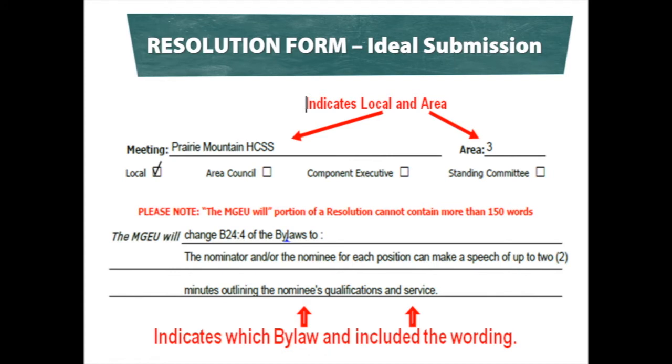On the next slide is what we consider a more ideal submission. This was actually a submission that was passed in the 2018 convention. It's the same idea, just filled out a little differently. This is Prairie Mountain HCSS, Area 3, and it was done at their local. You'll notice the MGU will change bylaw 24.4 of the bylaws to, and they actually put the language in here, which you don't have to do, but this was helpful.